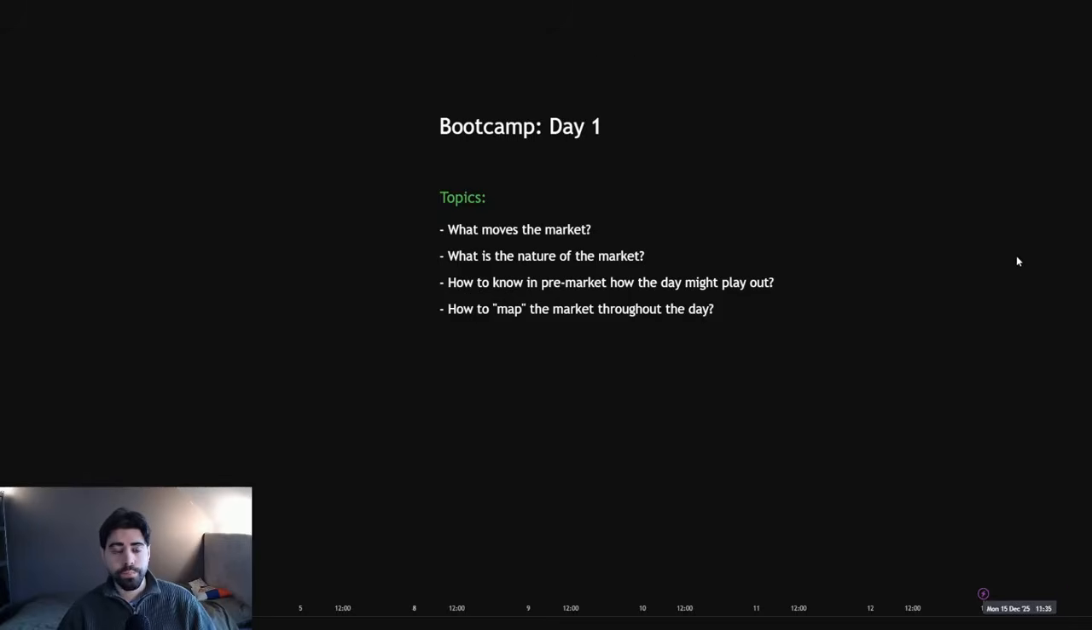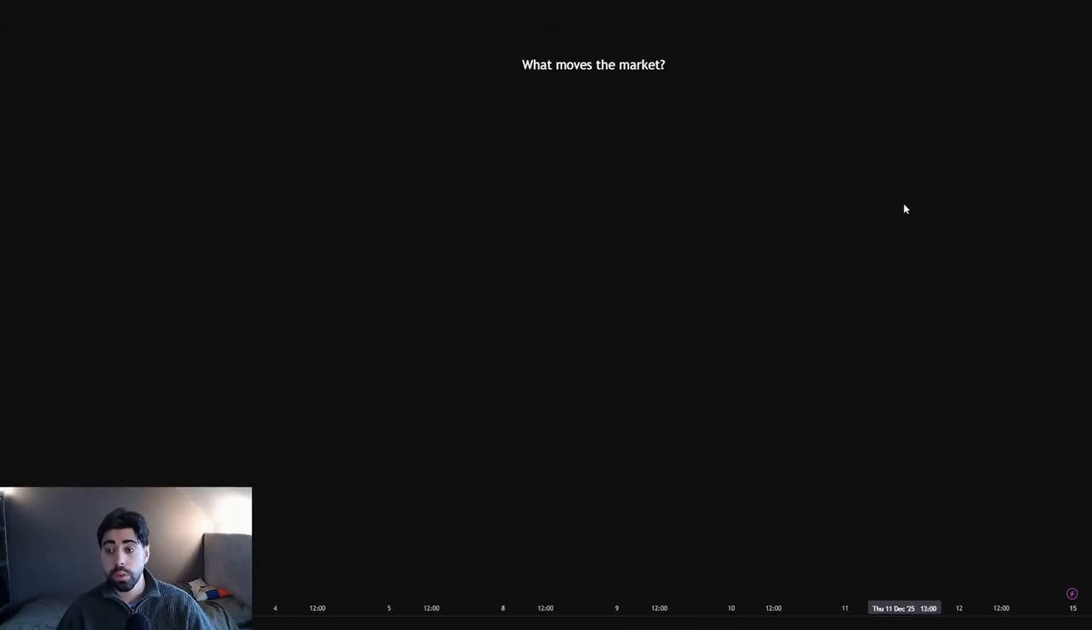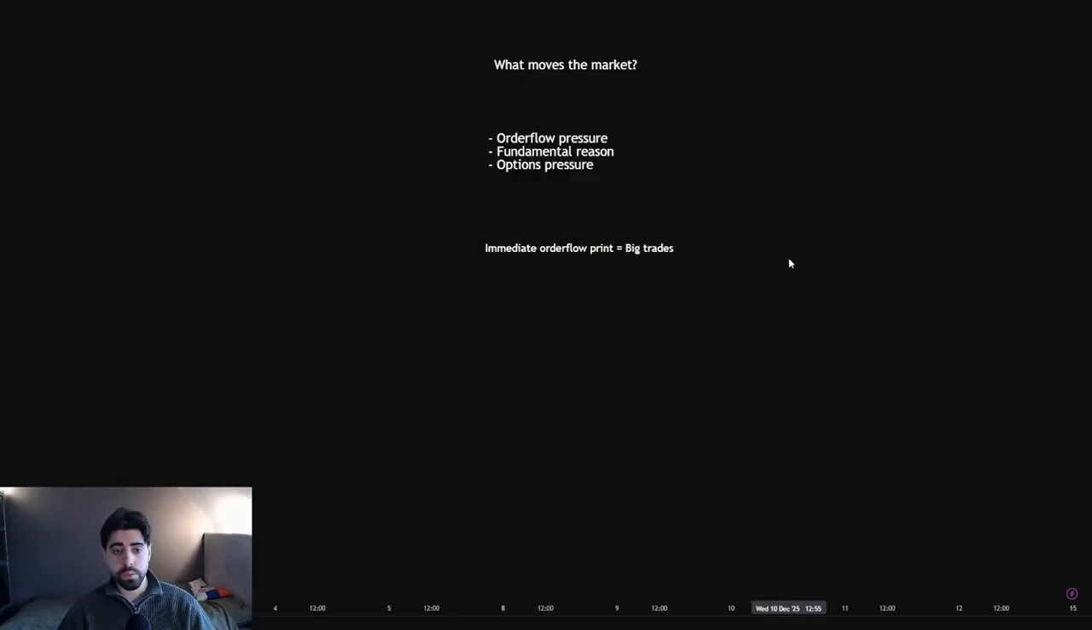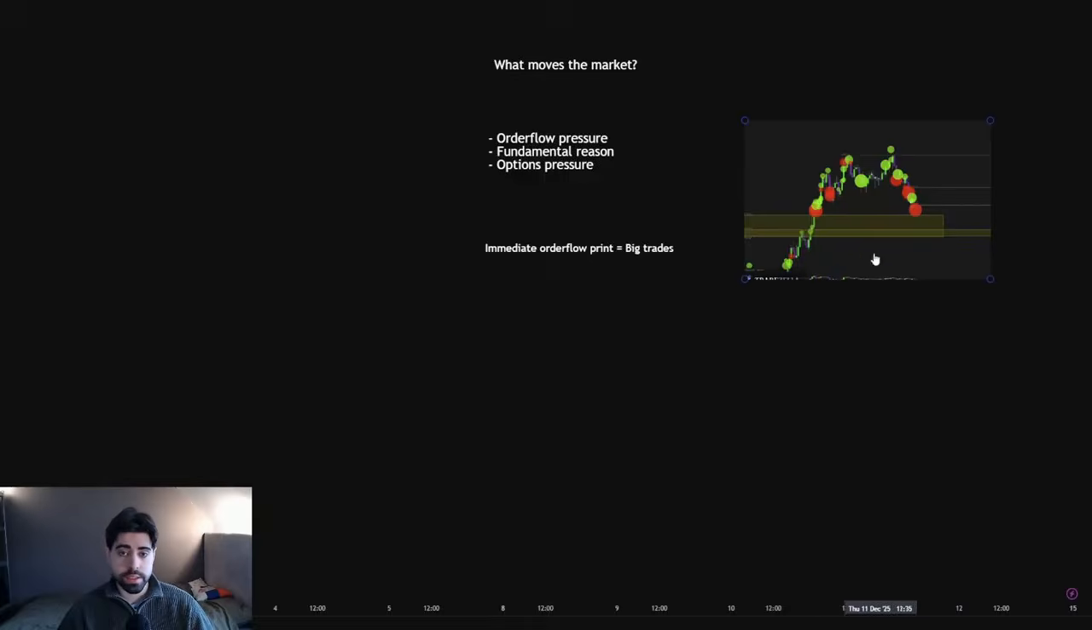Okay, let's go. So first question, what moves the market? These three move the market. So we have order flow pressure, fundamental reason, and option pressure. So based on these three, we know that the big players are moving the market. And how can we see what they're doing? Simple, through the immediate order flow print, which is big trade.